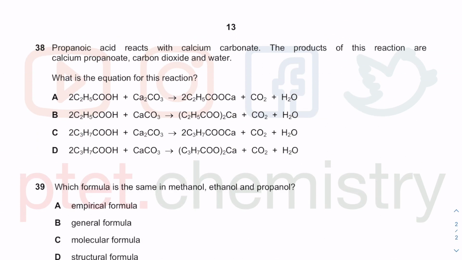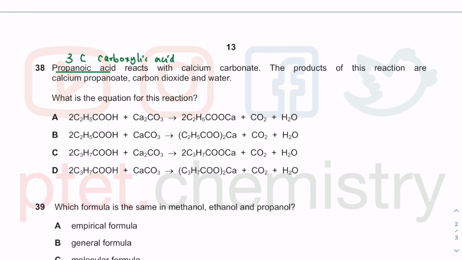In this question 38, we have propanoic acid. So we know propanoic acid is a 3-carbon carboxylic acid. If you write out the structural formula, or if you draw it out, you will have CH3 add another CH2. Now that we have 2 carbons, we just need to add CO2H. This is our 3rd carbon now.